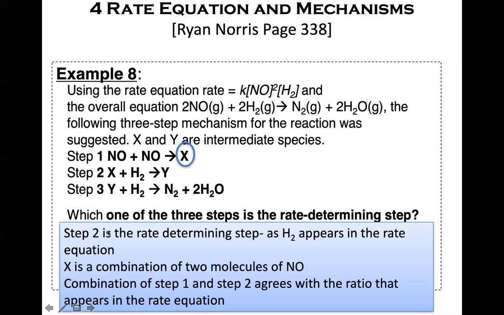Yes. Okay, so step 2 is the rate determining step as hydrogen appears in the rate equation. X is a combination of 2 molecules of nitrogen monoxide, and the combination of step 1 and step 2 agrees with the ratio that appears in the rate equation. So what do I mean by this? Step 1 shows you 2 molecules of nitrogen monoxide. That's why it's second order. Step 2 has 1 molecule of hydrogen. That's why it's first order.